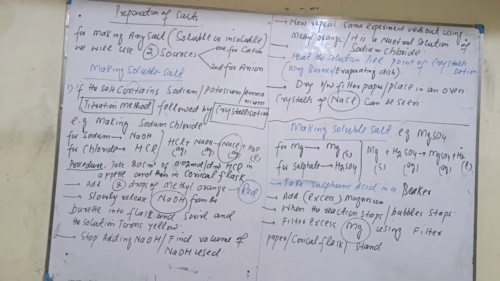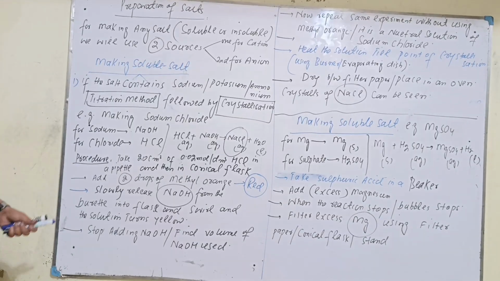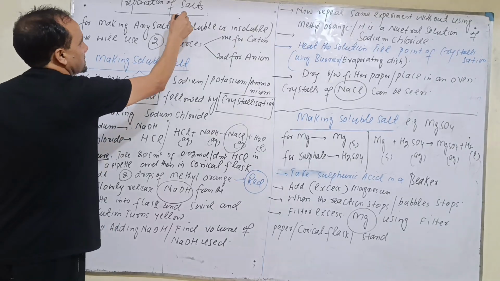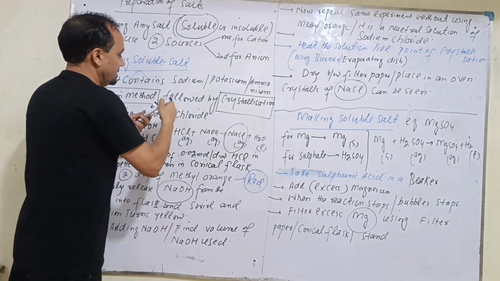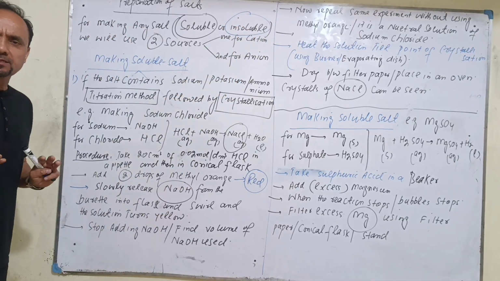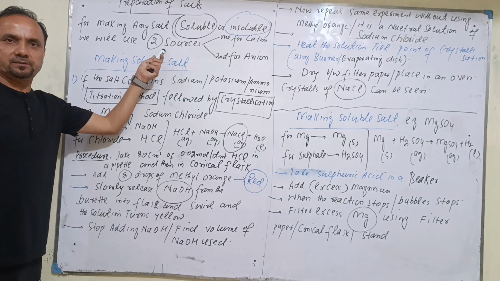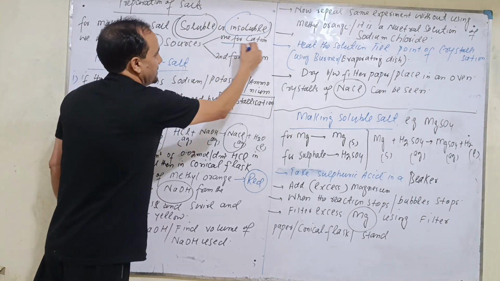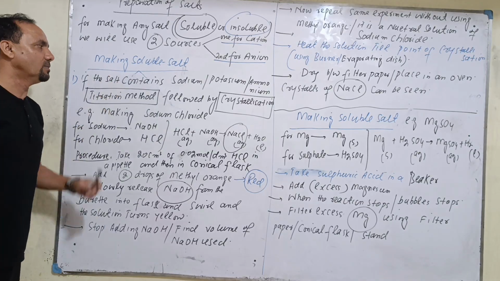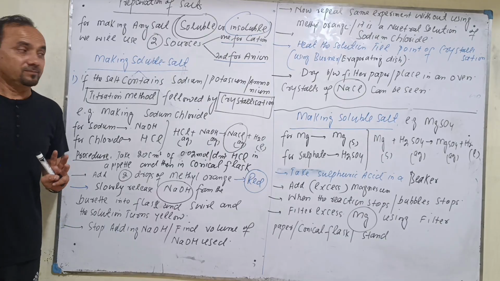Now we are discussing the preparation of salt, the most technical topic but the easiest one. For making a salt, first you must know whether the salt is soluble or insoluble. Then for making any salt, soluble or insoluble, you will use 2 sources. One for cation and the other one for anion. Now making soluble salt. In soluble salts, there are 2 methods.